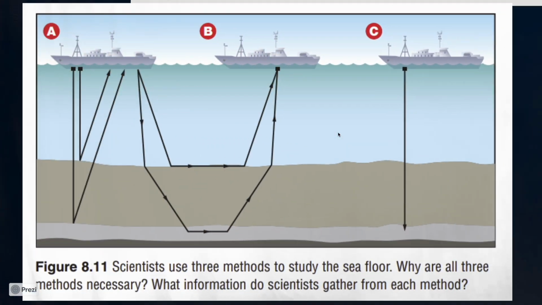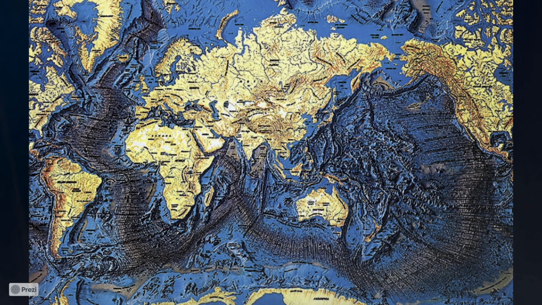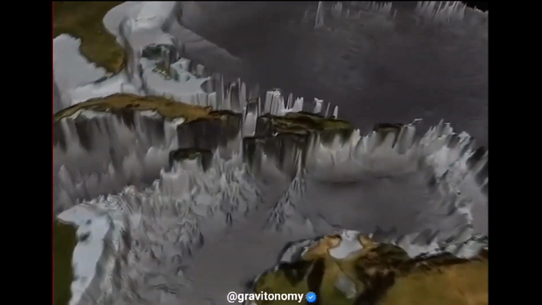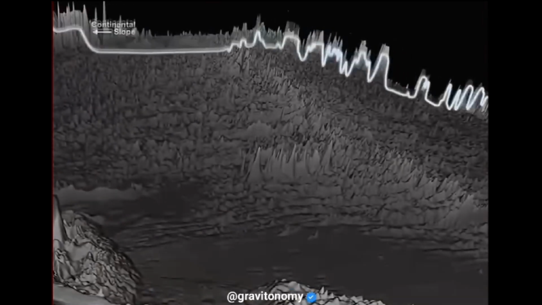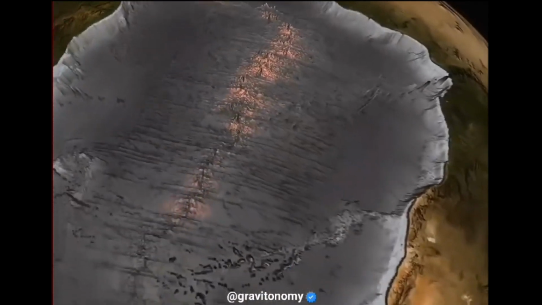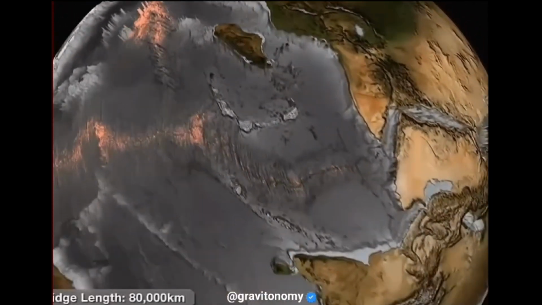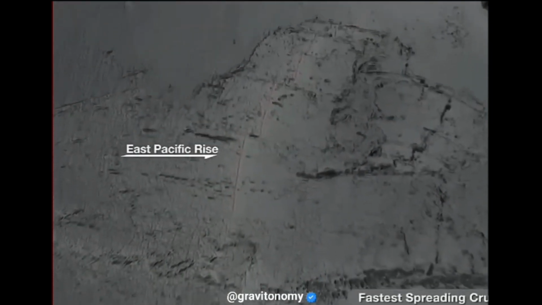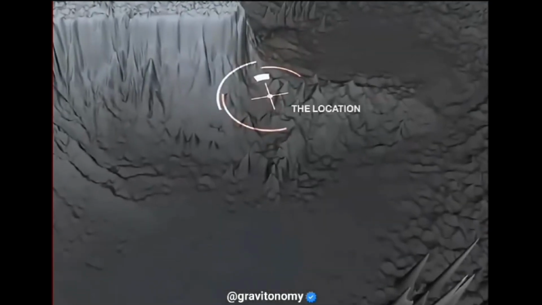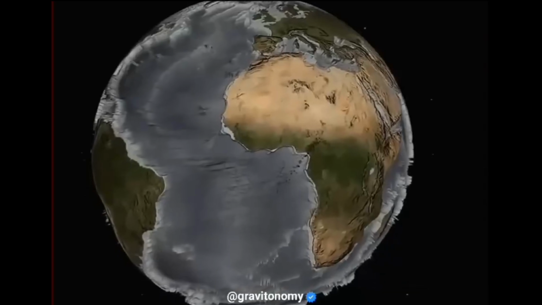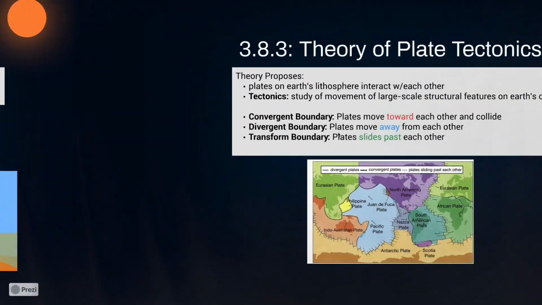Here's a map of the ocean's ridges and sea floors. You can see that some trenches exist where we have not yet discovered. So we had the continental drift theory.